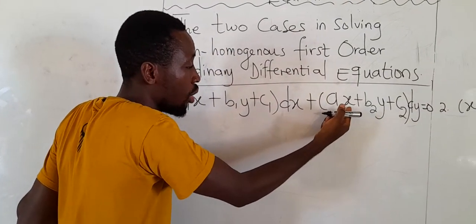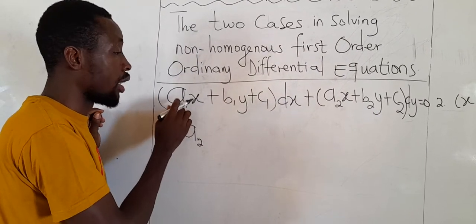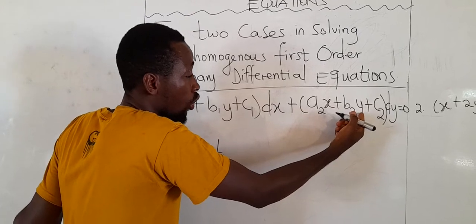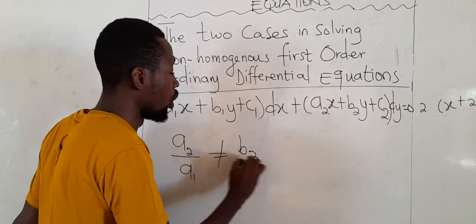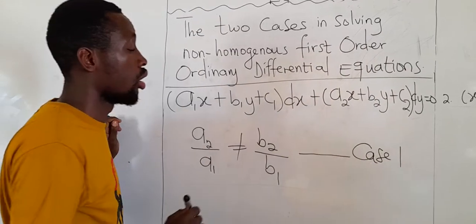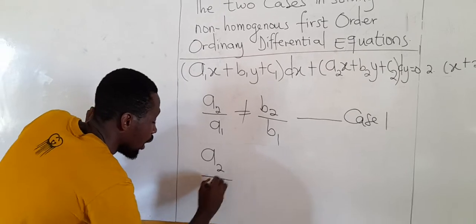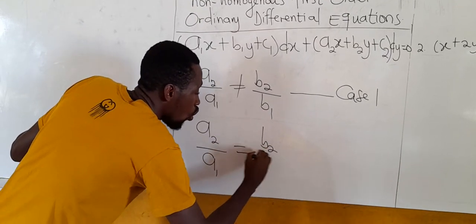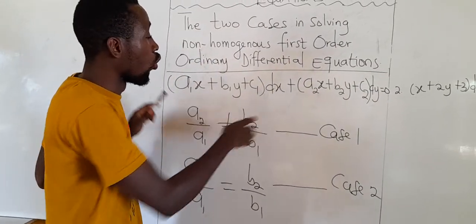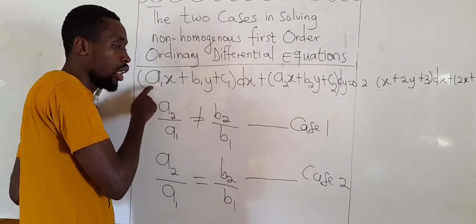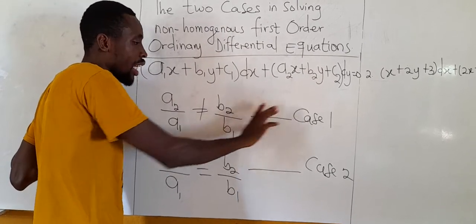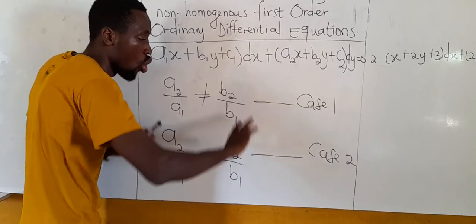Now, you take the coefficient of the x term here, that's A2, and divide it by the coefficient of the x term here, A1. If it is not equal to the coefficient of the y term here, B2, divided by the coefficient of the y term here, that's B1, if they are not equal, then we say that is case 1. And if you divide, A2 over A1, and it is equal to B2 over B1, if it is equal, then it is case 2. So yours is to take the coefficient of the x term here divided by the coefficient of the x term here; if it is not equal to the coefficient of the y term here divided by the coefficient of the y term here, then it is case 1. If they are not equal, it is case 1, and if they are equal, it is case 2.